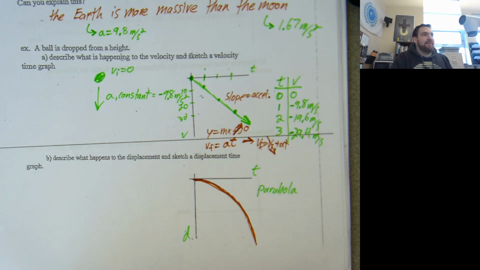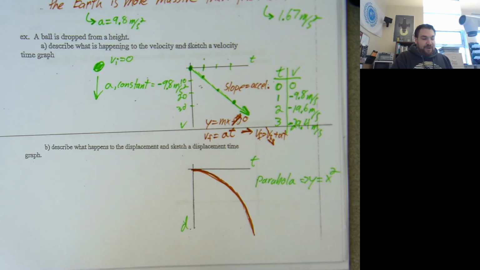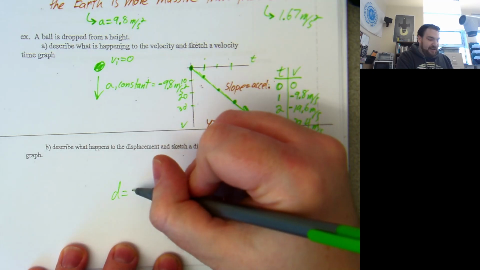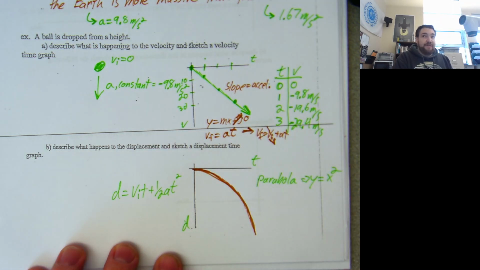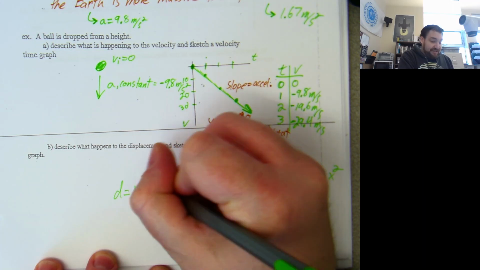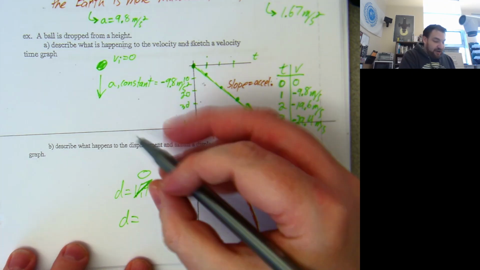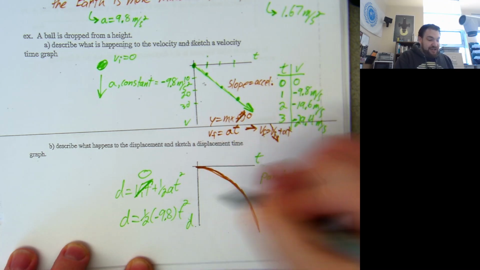What's the equation for a parabola? For those of you who have done Math 11 already. Y equals x squared. Well, we've got a kinematic equation for this too. We had a kinematic equation that looked like this. D equals vit plus 1/2 at squared. If vi is 0, this is gone. Your y variable is d. Your x variable is t. And you've got an equation that looks like 1/2 negative 9.8 t squared.